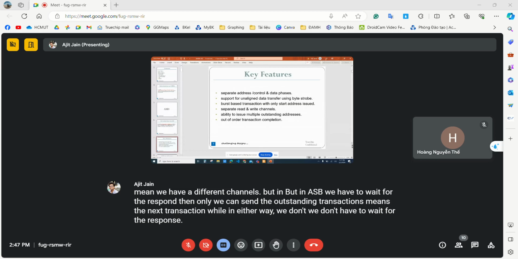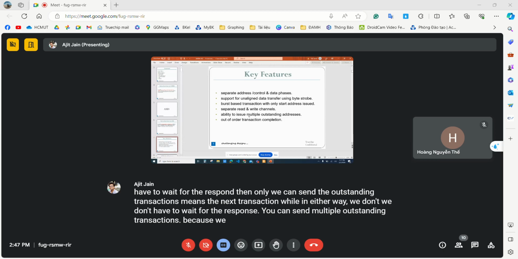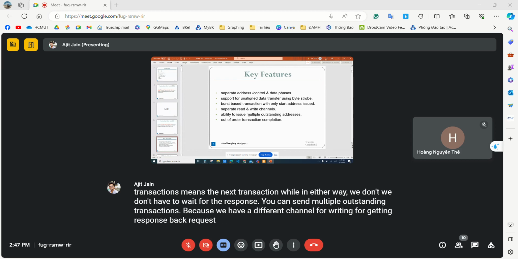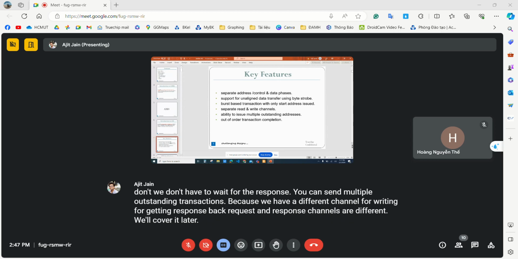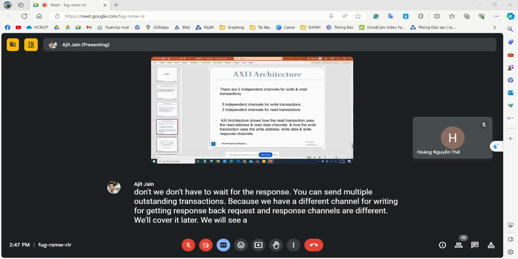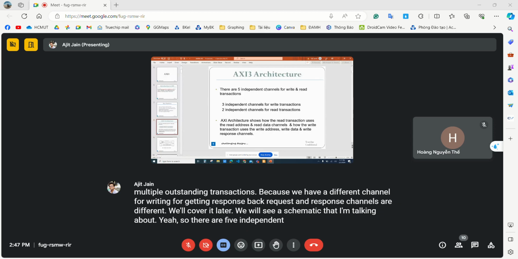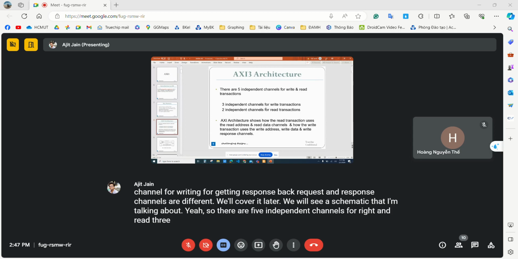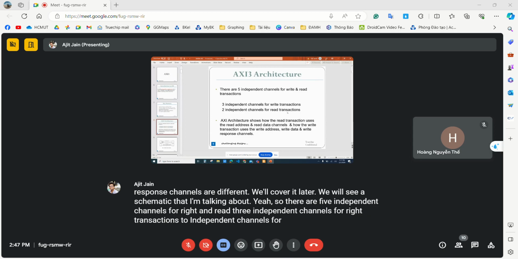We can send multiple outstanding transactions because we have a different channel for getting the response back. Request and response channels are different. We'll cover it later, you will see a schematic for what I'm talking about. There are five independent channels in total: three independent channels for write transactions and two independent channels for read transactions.